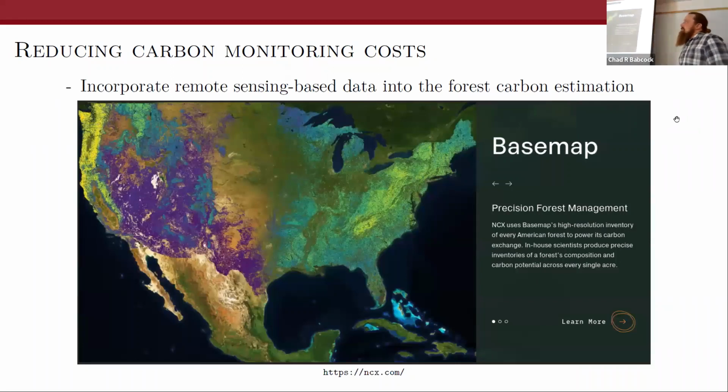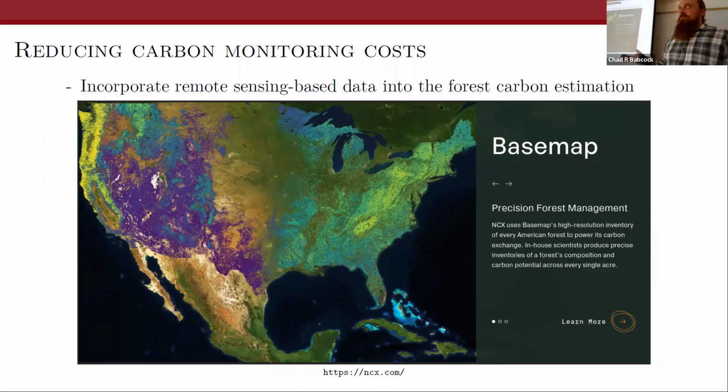But then also we have different private companies that have shown up. So different, essentially technology-based startups. This is NCX, which many of you have probably heard of. They produce a product called BaseMap, which is a map of forest carbon or forest biomass that could potentially be used to estimate how much carbon or biomass is in your forest. And they've made some extraordinary efforts to produce this map. And the idea is that it would be used in the carbon trading market to generate estimates without having to actually measure the forest physically, or at least reducing the measurements that you would need to do.